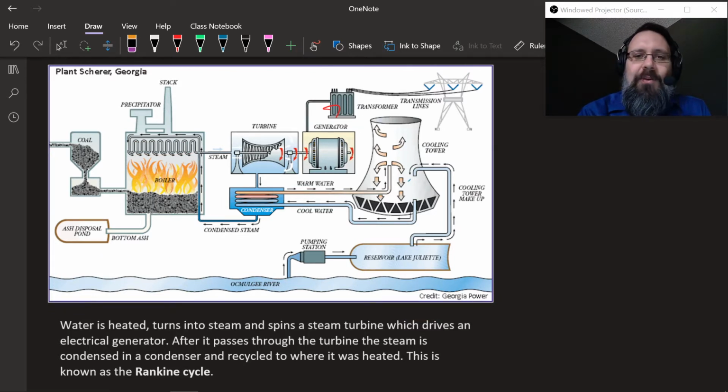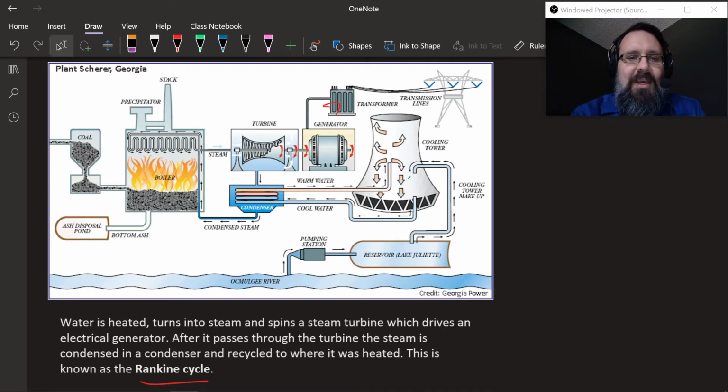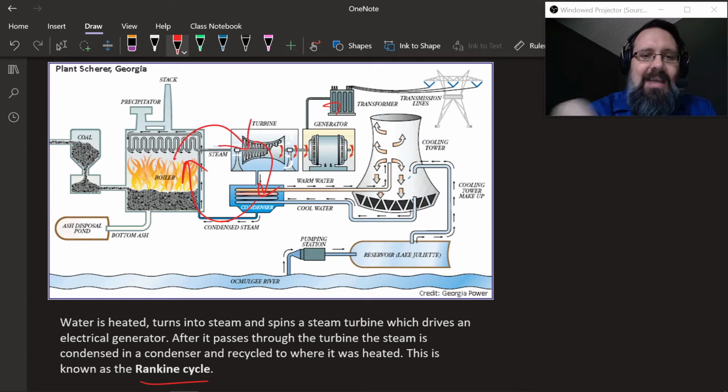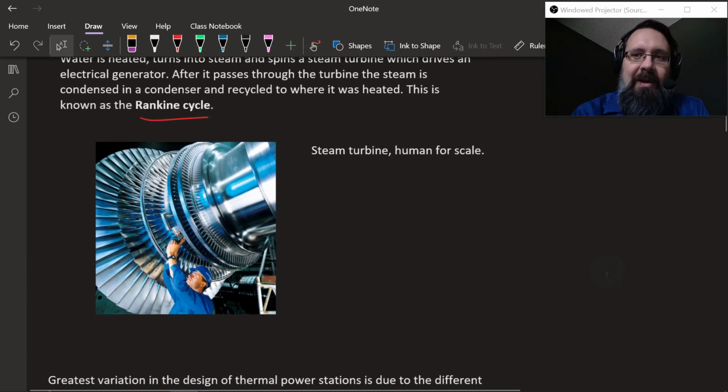This cooling cycle is called the Rankine cycle. IB doesn't want you to know that, but I just thought you guys should know. The process of turning steam, condensing it back into water, and then recycling it back through again, that cycle is called the Rankine cycle, and it's used in every modern thermal power station.